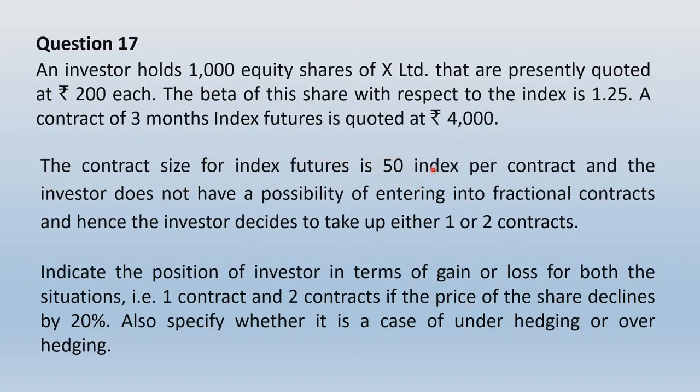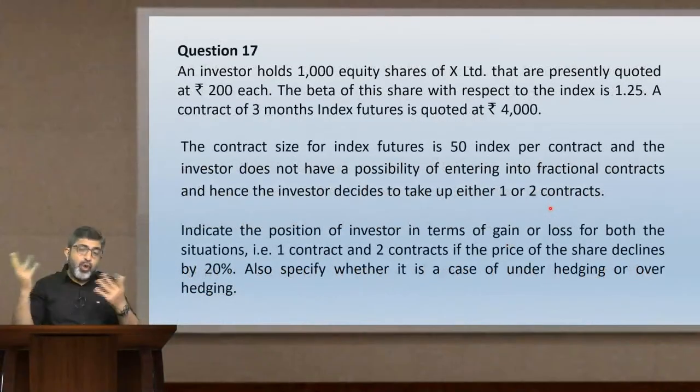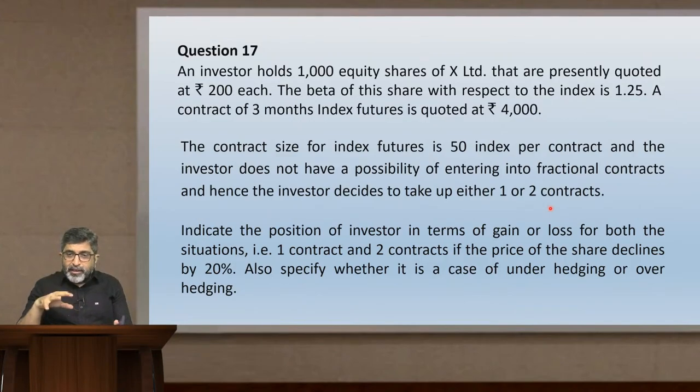Point to be noted that they have given you a definite contract size, 50 index per contract, and investor does not have a possibility of entering into fractional contracts, and hence the investor decides to take up either one or two contracts. First of all, why the question is talking about one or two contracts? Why? Let us go a little systematic. Because if you don't understand why the question is conveying one contract or two contract, you will not be able to take the matter ahead. So let's go step by step.